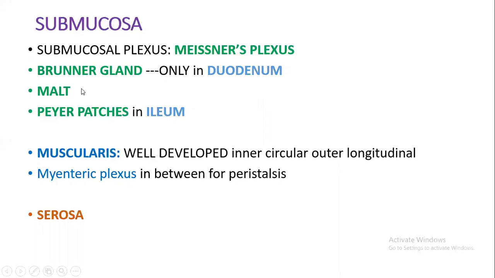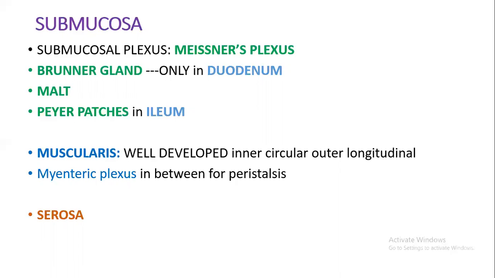MALT, mucosa-associated lymphoid tissue, is present in the submucosa as segregated and isolated groups of lymphocytes. Aggregation of lymphocytes into lymphoid nodules is seen in the ileum only, present as Peyer's patches. Peyer's patches are usually present in the lamina propria, but can extend into the submucosa. Muscularis externa is well developed and consists of inner circular and outer longitudinal muscles, and in between these muscular coats is the myenteric autonomic plexus, which regulates peristalsis.